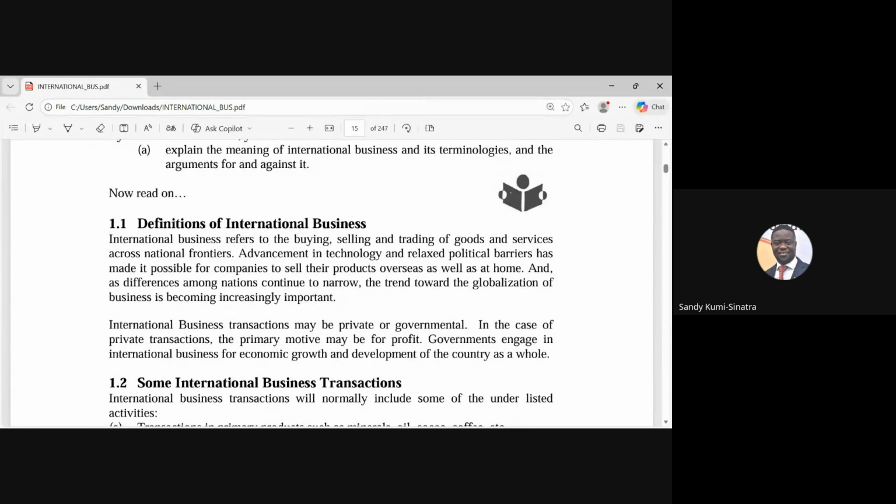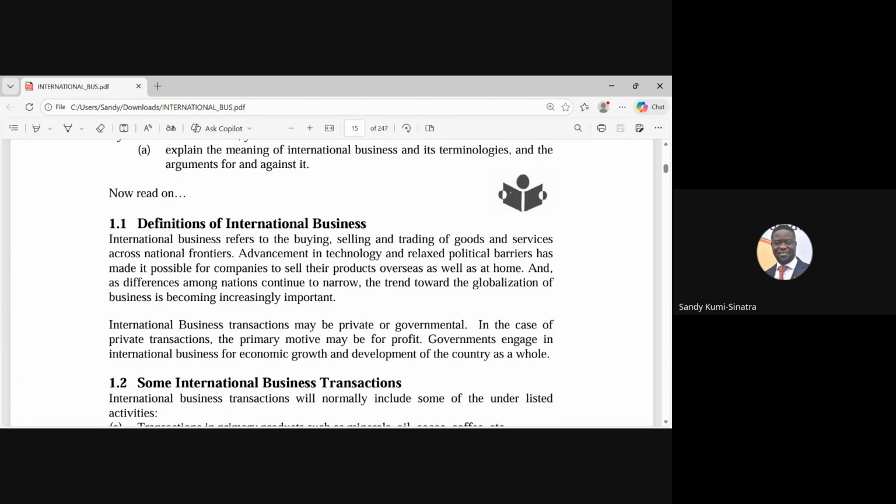Why do we transact international business? There are two main reasons why anybody would transact international business. And these reasons are made easier by advancements in technology. Now, with technology, I can sit here and order goods and services from China or any other country. Then we are also looking at relaxed political barriers.